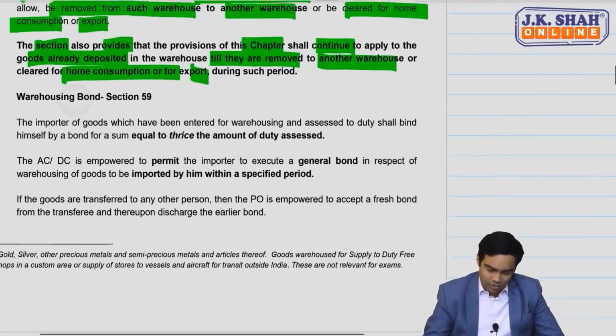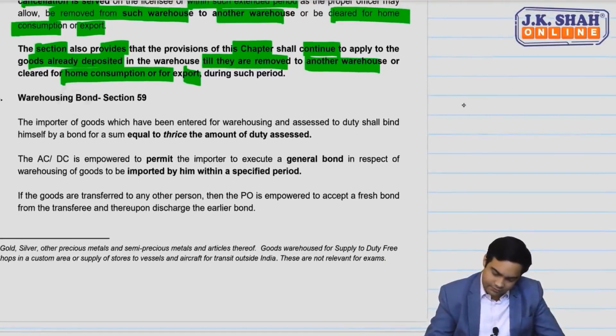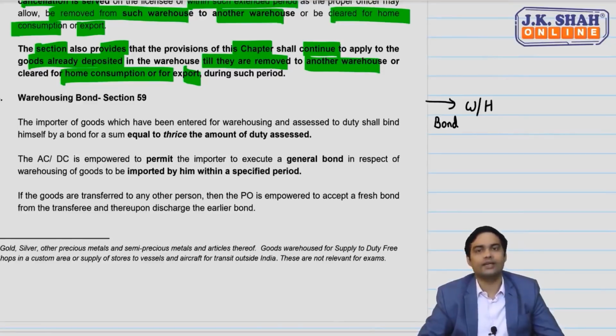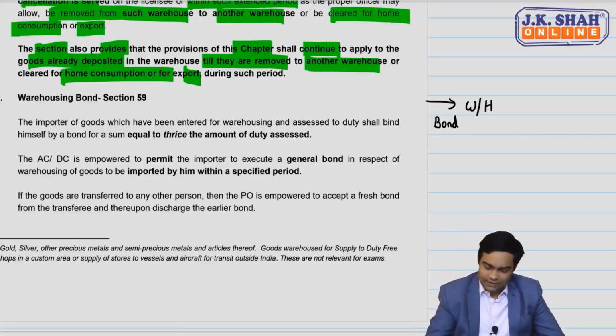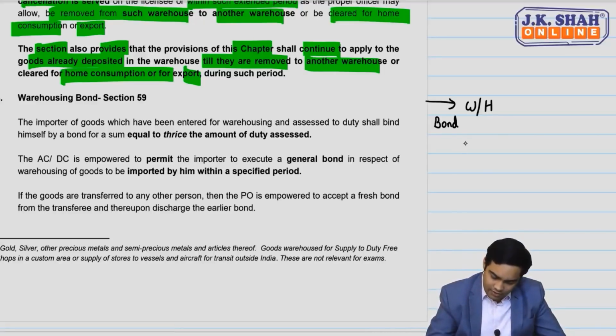When we talk about getting the goods into a warehouse, you have to give a bond, correct? You have to agree that if I don't comply with the provisions, then you can recover this amount. You have to give a bond. Now, that bond amount basically can be of two types. One, you can give a bond for each transaction. Like for each storage, you can give a bond. That's the first one. The second method is giving a general bond.